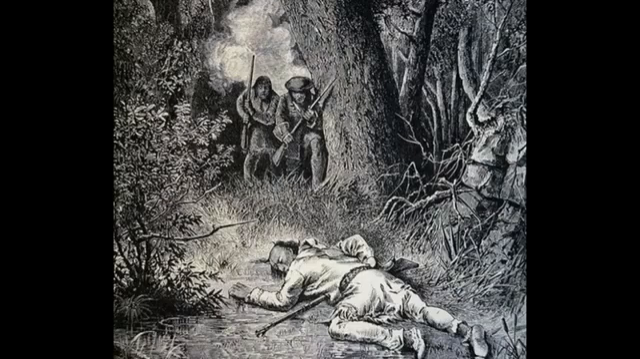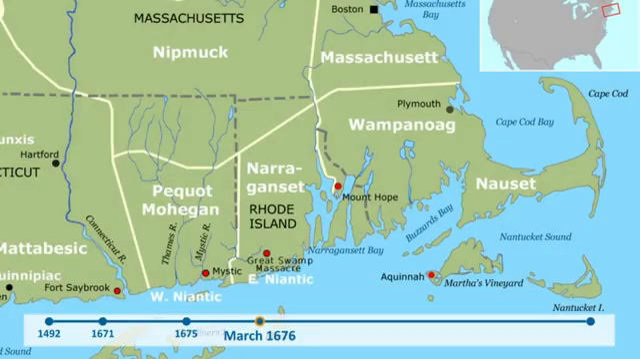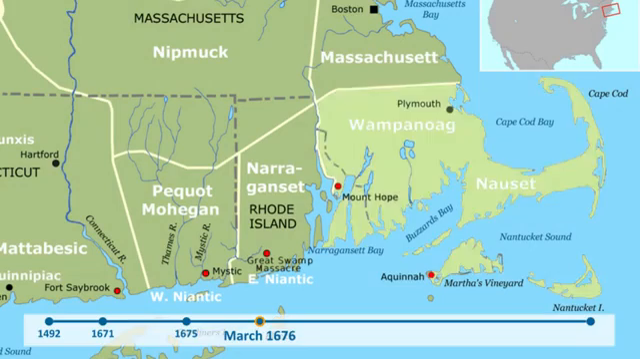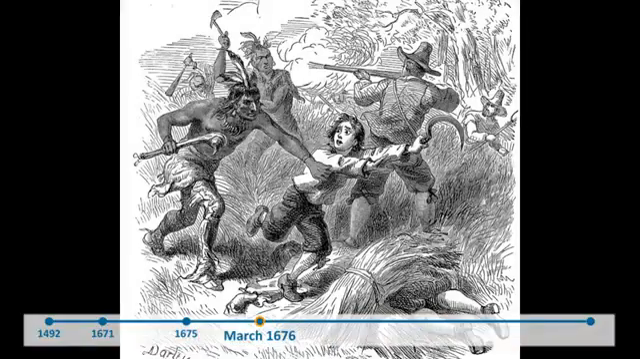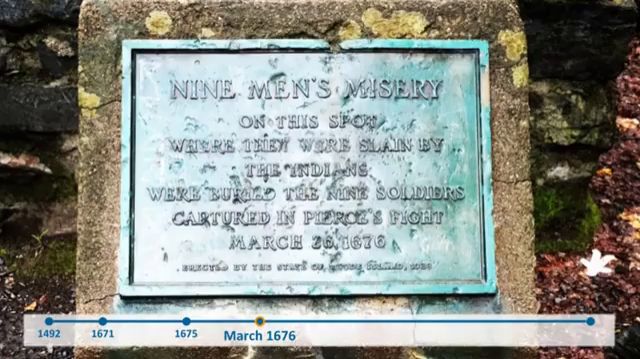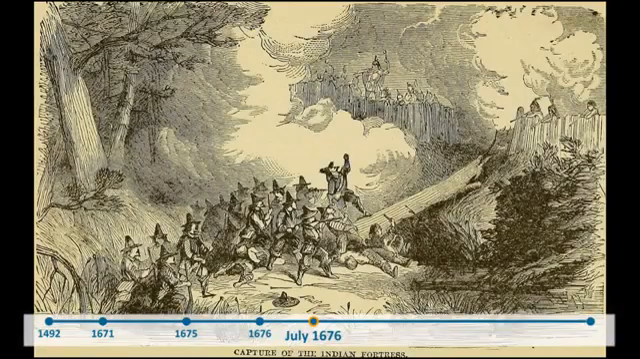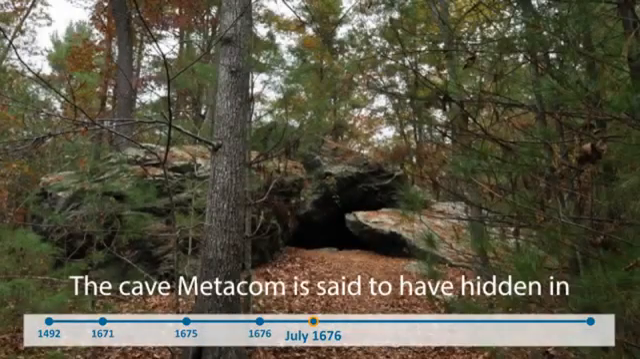In the following months, many Wampanoags surrendered to the colonists. The war peaked in March of 1676 when the Wampanoag and allied Narragansett Indians attacked Plymouth Plantation. Though the town fended off the attack, 9 colonists were tortured and buried in what would become known as the 9 Men's Misery Incident. By early July of 1676, most of Metacom's allies had deserted him, and Metacom himself went into hiding in Providence, Rhode Island.